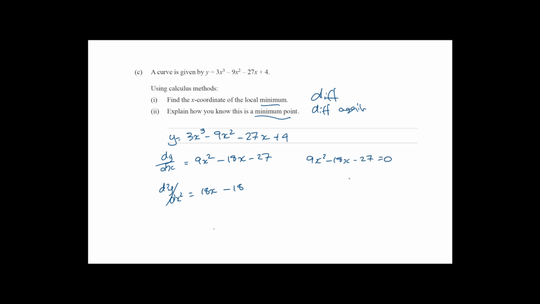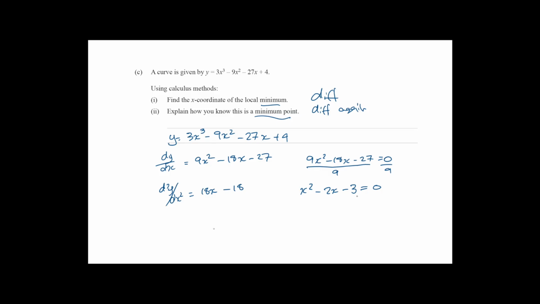We're going to set it equal to 0. Now I can see something interesting here. These are all multiples of 9. So I'm going to divide both sides by 9. The good thing about that is 0 divided by 9 is 0 still. So we get x squared minus 2x minus 3 equals 0. Now it's a lot easier to manage.